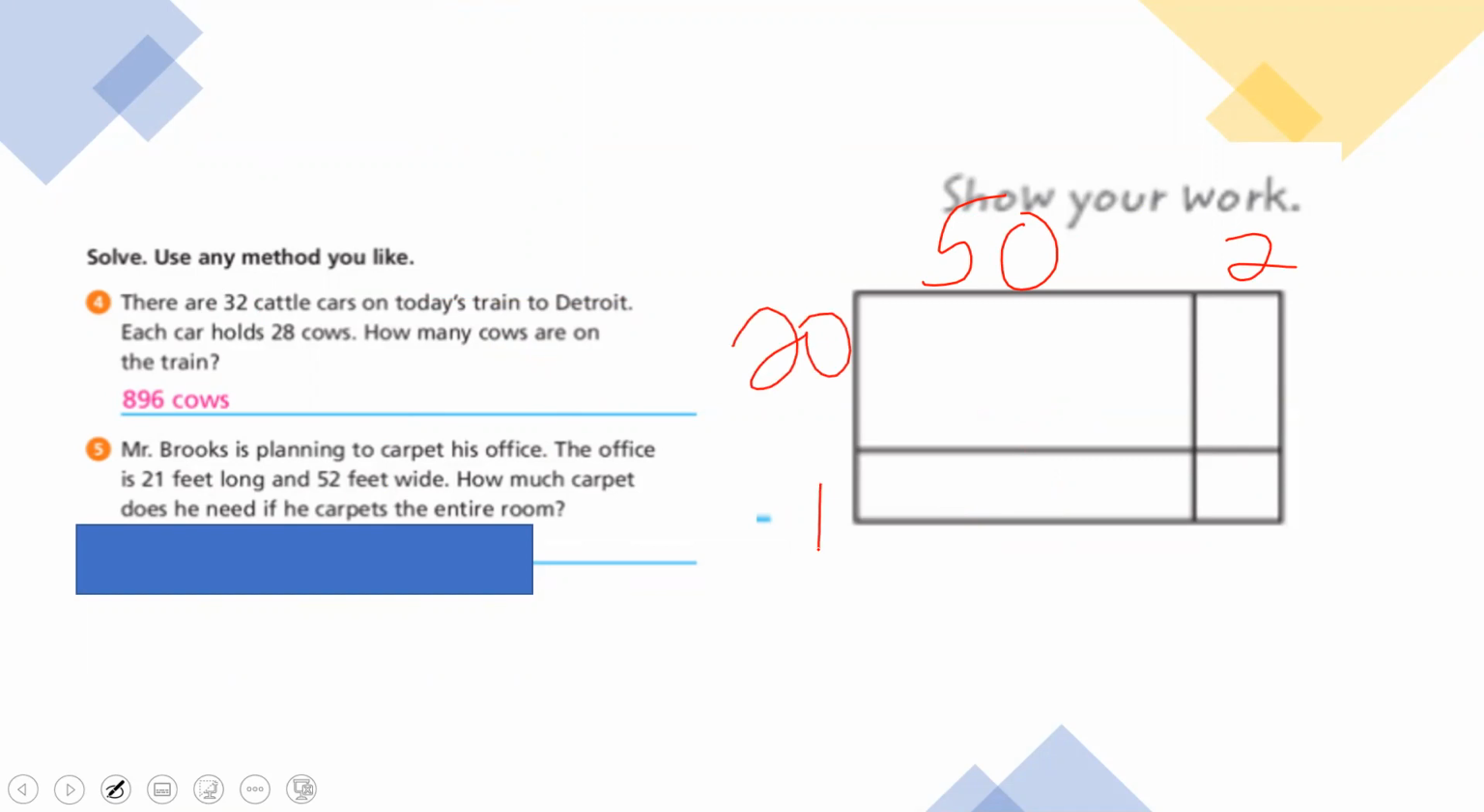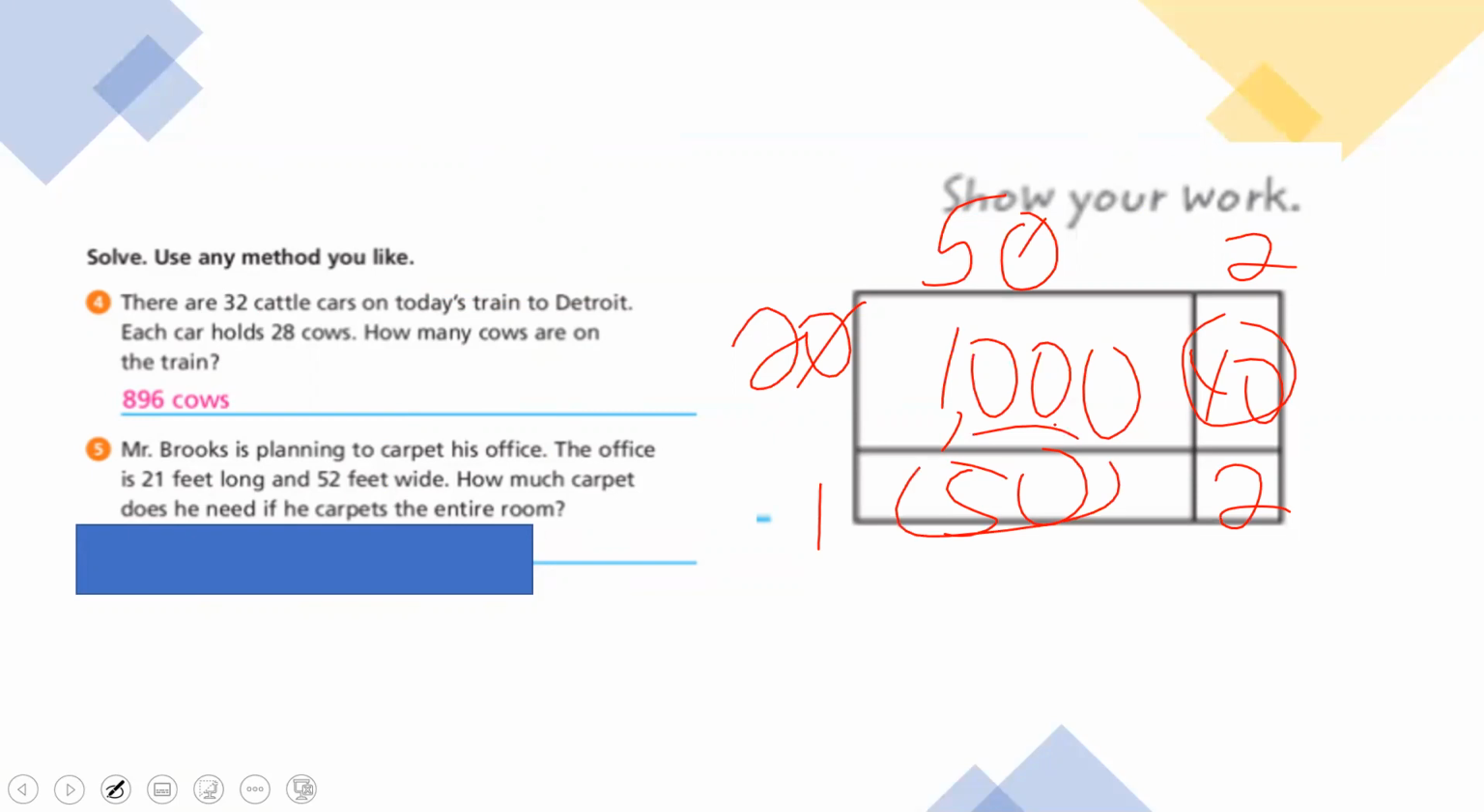50 times 20 is, well, remember, you can get rid of the zeros. 5 times 2 is 10, and then add the zeros. And then 2 times 20 is 40. And then 2 times 1 is 2. And then 50 times 1 is 50. And now add those all together. Well, it's good to line them up, but 50 plus 40 plus 2 is 92. And then 1,092 would be that answer.